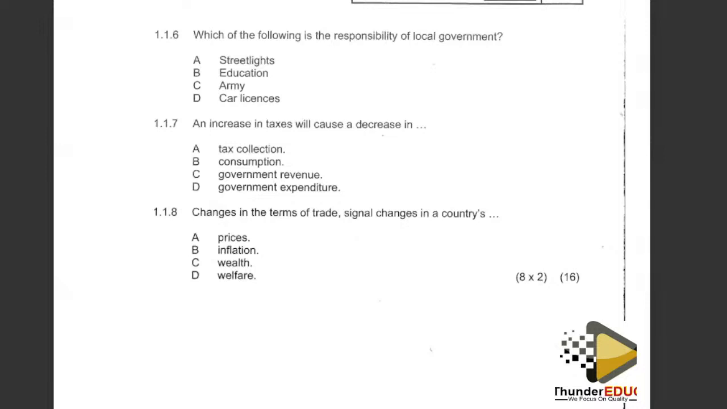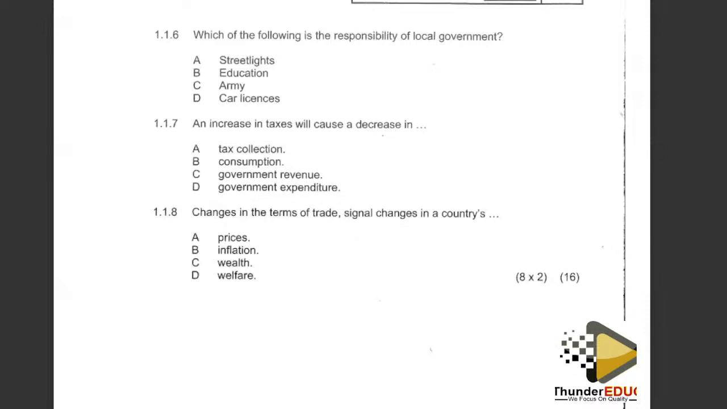So now, let's check the different classifications of government. We have national government. National government is where we refer to those guys in parliament. And also, we have the provincial government. Provincial government is where we can refer to MECs. And lastly, we have the local government. Local government takes into account the municipalities.